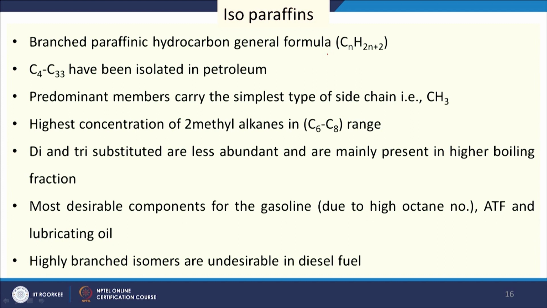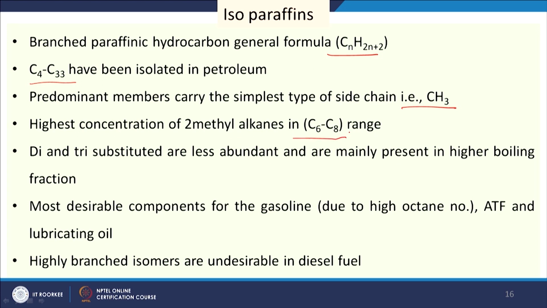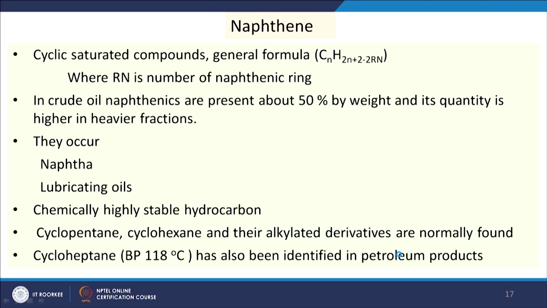And the isoparaffins available in this have the general formula CnH2n+2, and C4 to C33 have been isolated in petroleum to a higher extent. The predominant form is the iso CH3 chain as a side chain, available in most cases, and the highest concentration of 2-methyl alkanes is available in the C6 to C8 range. Di and tri substituted are less abundant and are mainly present in the higher boiling fraction. These isoparaffins are most desirable for gasoline, ATF and lubricating oil, but highly branched isomers are undesirable.